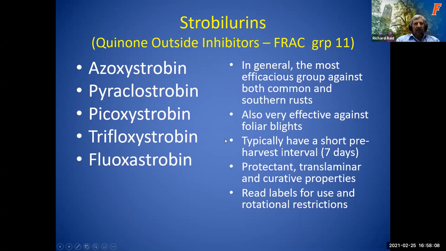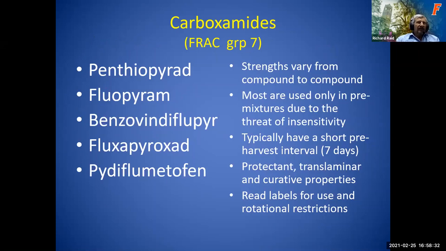They have typically a pretty short pre-harvest interval of about 7 days. These can vary, but about 7 days. They've got protective and translaminar and curative properties, and they're typically used in most of our sweet corn disease management programs now. And then the last group that's come on board in sweet corn really has been the FRAC group 7.